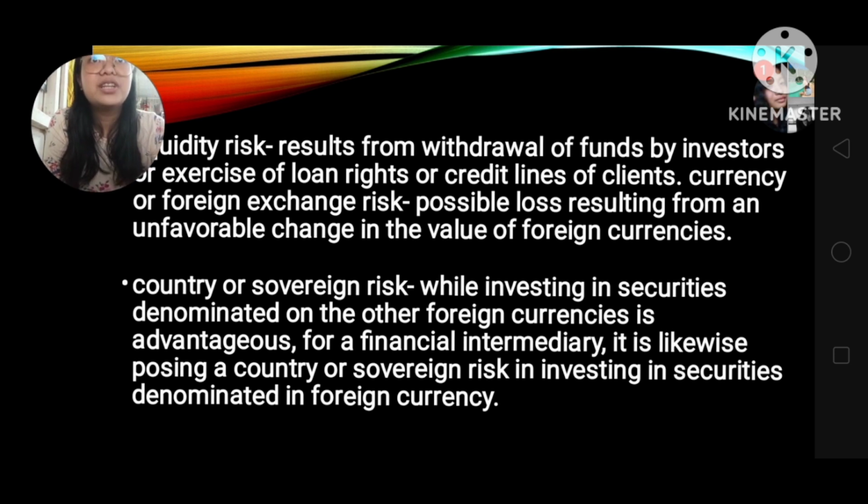And last but not the least is the country or sovereign risk. While investing in securities denominated in foreign currencies is advantageous for a financial intermediary, it likewise poses a country or sovereign risk. A country or sovereign risk is the potential for a government to break one or more of its obligations, such as sovereign debt.